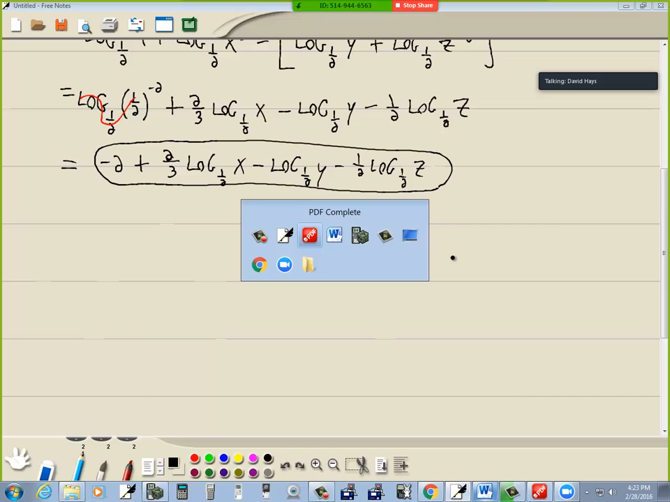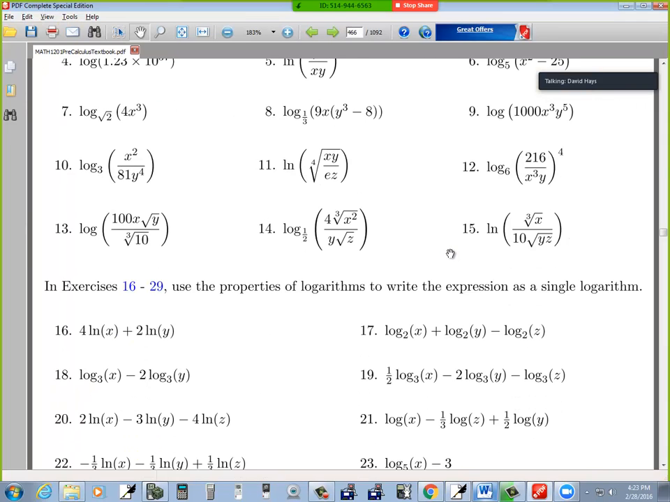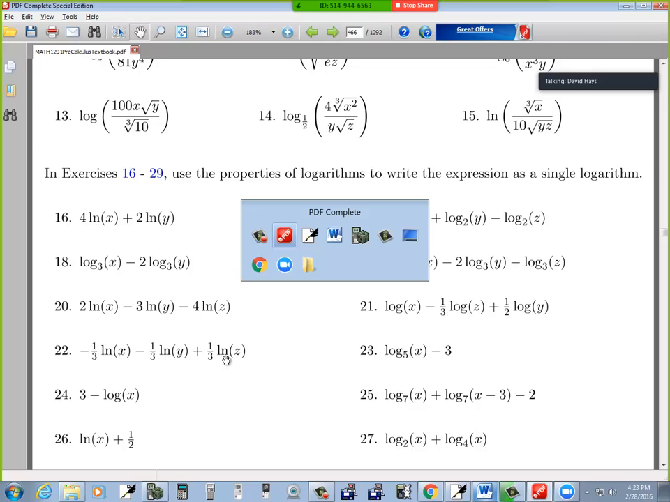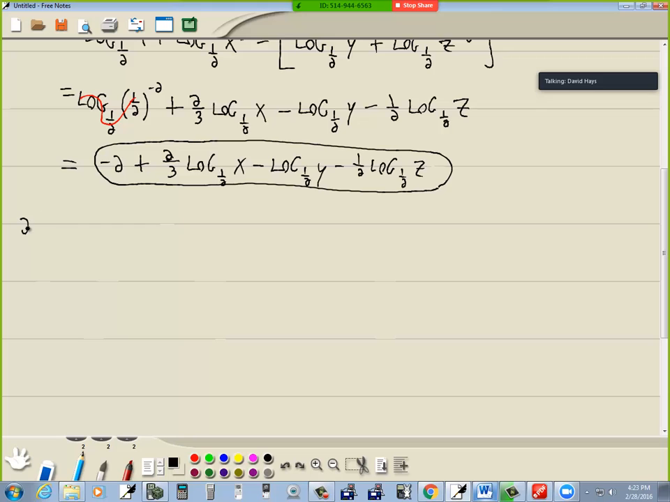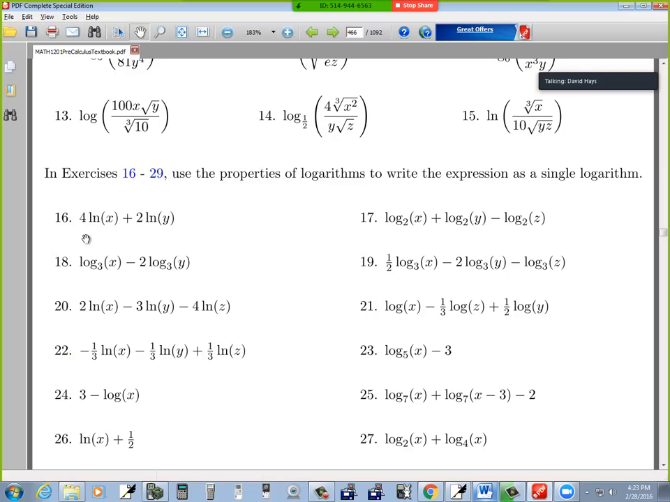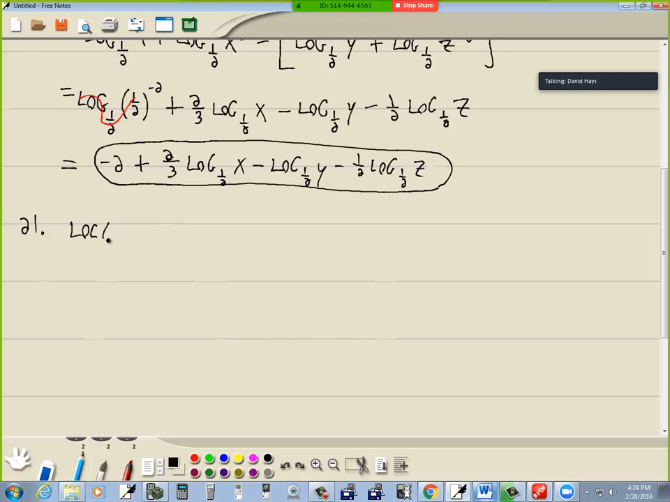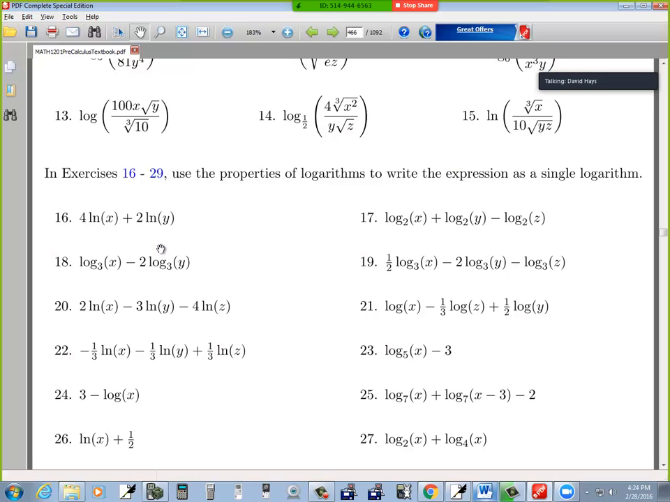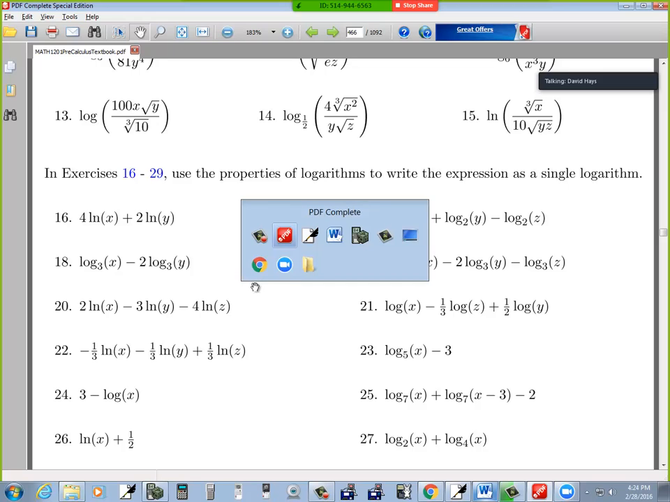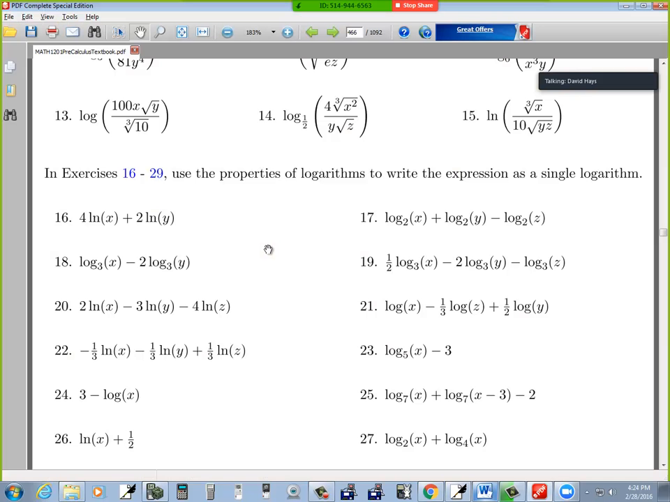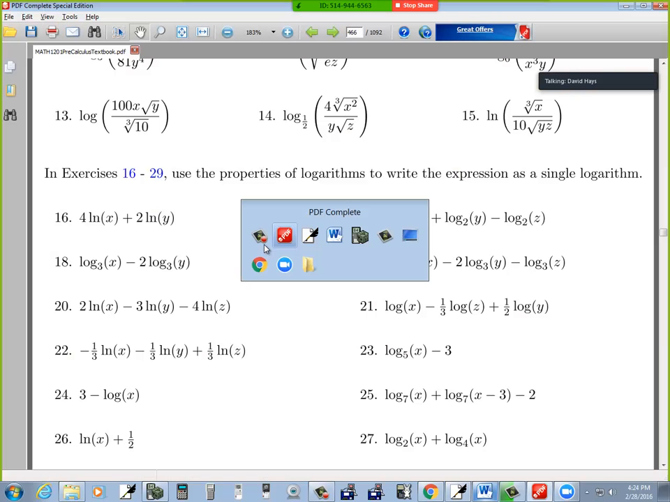Let's see, number 21. Okay, this is going the other direction. We want to condense these into a single log. So log x minus 1/3 log z plus 1/2 log y.